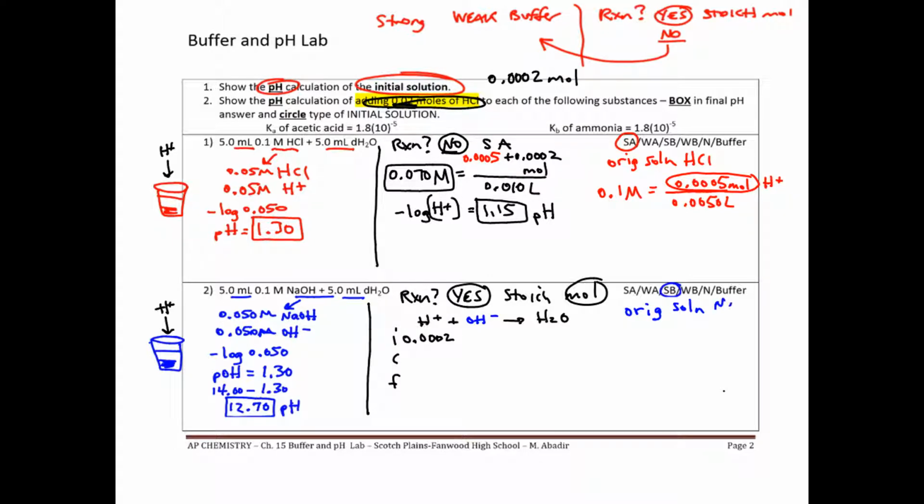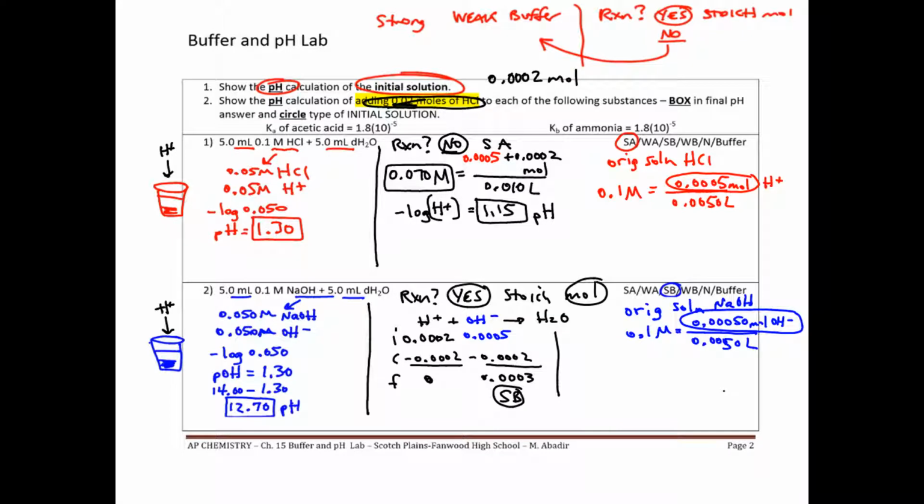So the original solution of NaOH was 0.1 molar, and it was 5 milliliters. And you're going to find 0.0005 moles of OH minus. So that's going to go right here, 0.0005. And water is not that significant for this. So the H plus is going to run out. So now you're going to have 0 of this and 0.0003 moles of the hydroxide. So now what are you left with? You're left with a strong base. So if you have a strong base, you just do molarity equals moles over liters. The total liters is 10 milliliters. The moles is 0.0003. So your molarity is 0.03.